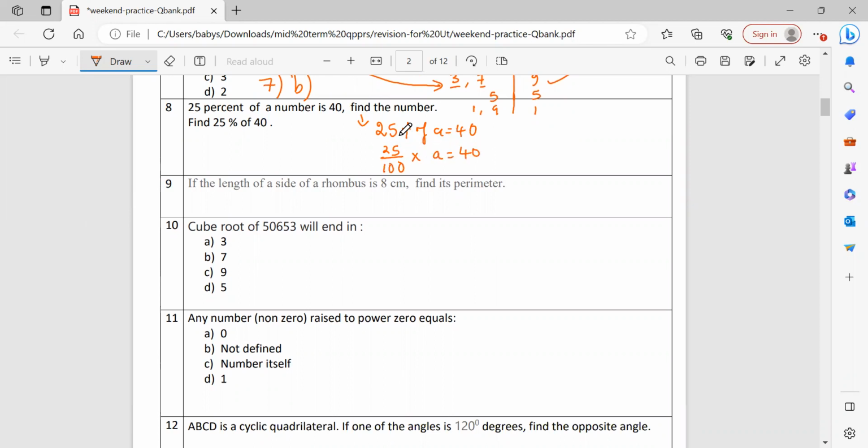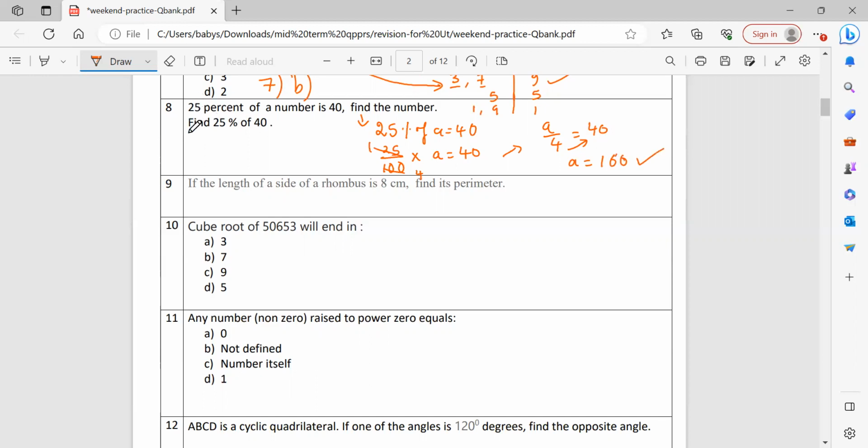So now let's apply the knowledge of factors. 25 ones are, 25 fours are. So A divided by 4 is 40, isn't it? And when you cross multiply, you take this 4 up. So it becomes A is equal to 4 into 40, which is 160. And this is your answer.